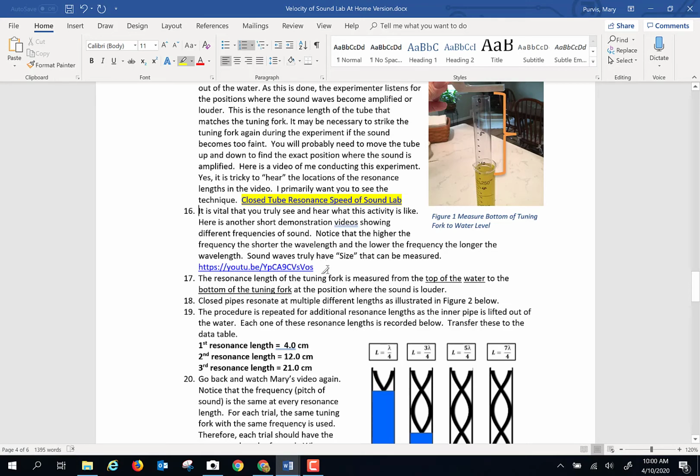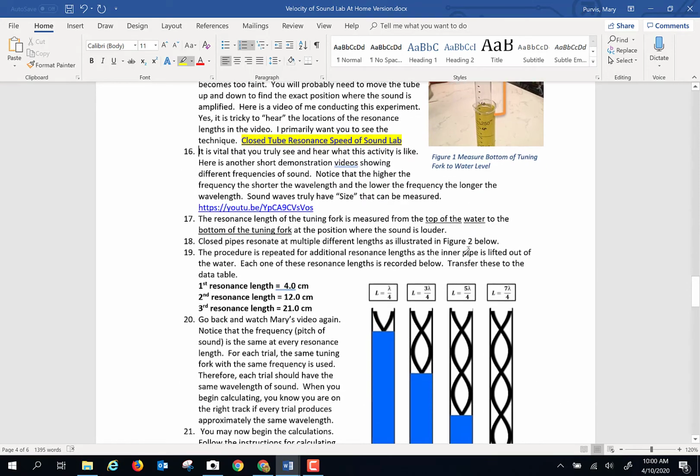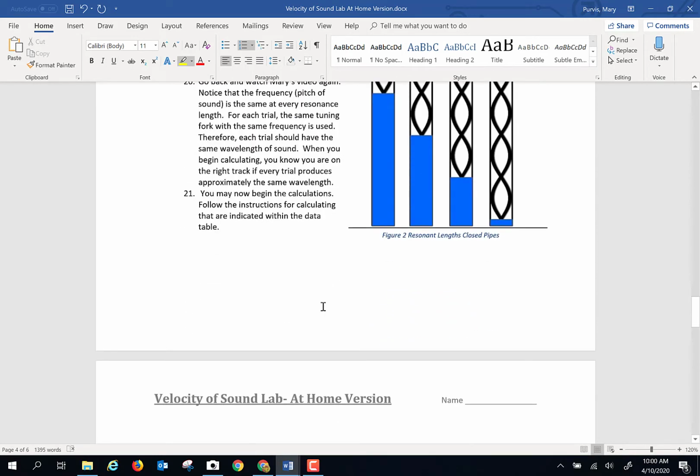And I also found another really quick minute or so video of other people doing this with different tuning forks. So I'd like to have you watch both of those so you get an idea of how this lab actually works. Because you cannot take the data well using the videotape, here are the resonant lengths I'm going to ask you to use: 4 centimeters, 12 centimeters, and 21 centimeters.